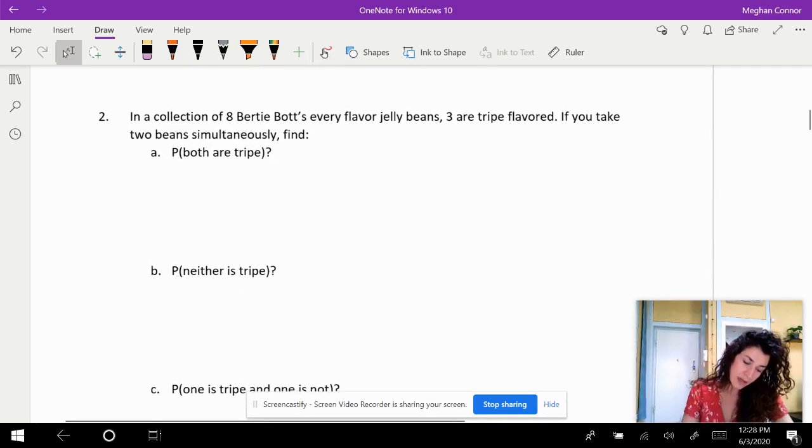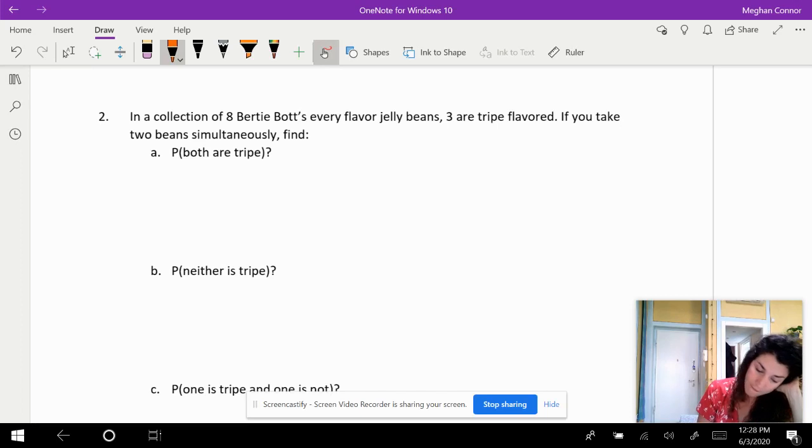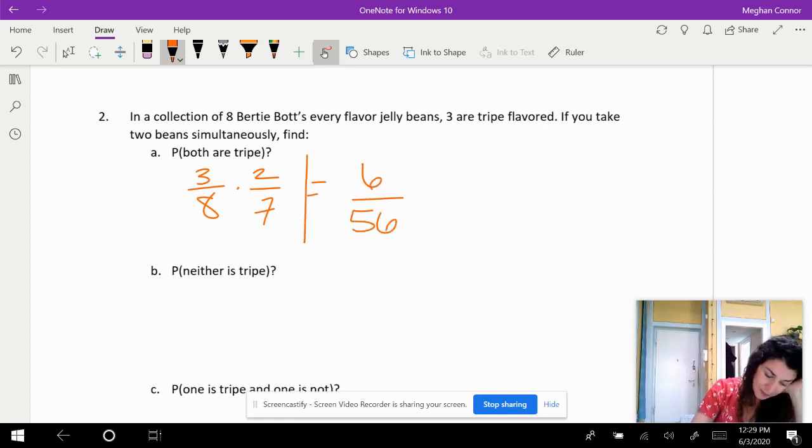Okay, so we're going to do this again, but now you're going to see that we start to talk about something that's a little bit different. In a collection of 8 Bertie Bott's Every Flavor jelly beans, 3 are tripe. If you take 2 beans simultaneously, find the probability that they are both tripe. Then the first one would have to be 3 out of 8 times, and the second one would be 2 out of 7. So that would be 6 out of 56.